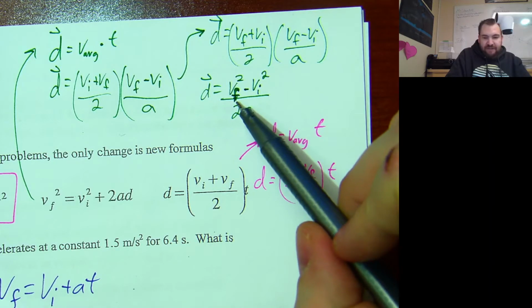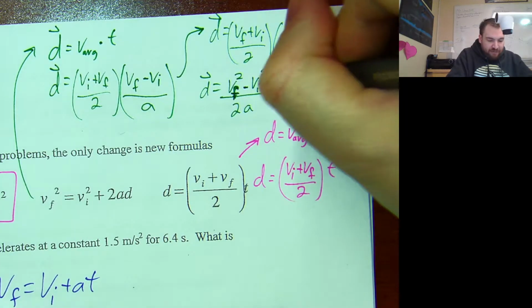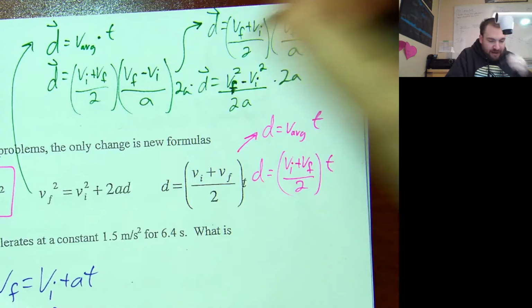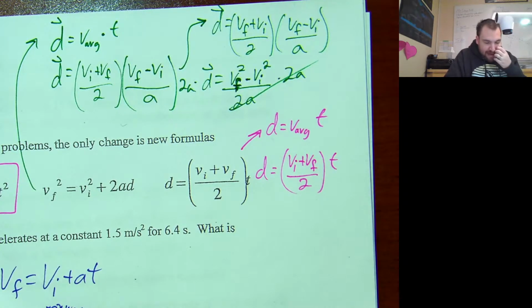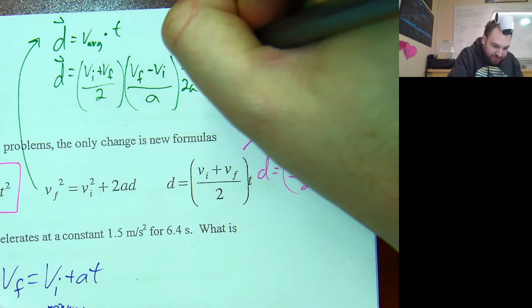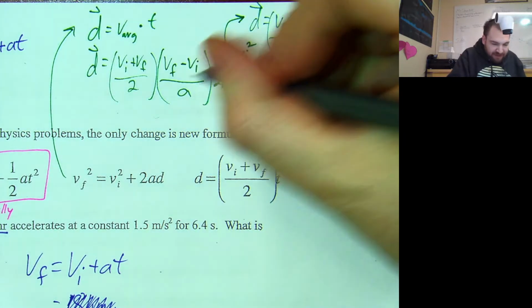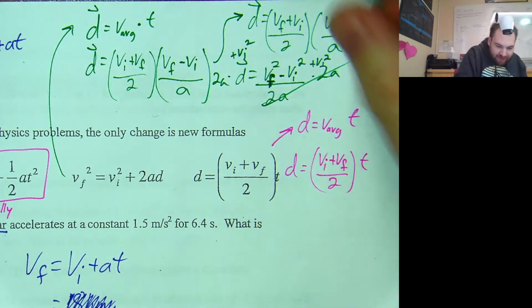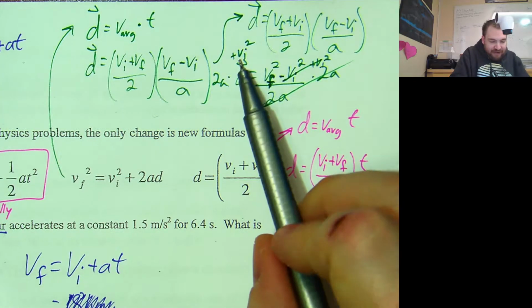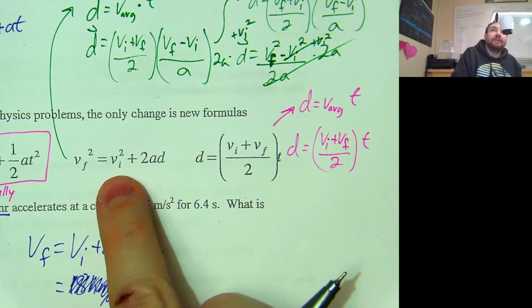So I've got now Vf squared minus Vi squared over 2a. What I'm going to do now is multiply by 2a on both sides. It's going to cancel on this side. And then I'm going to add Vi squared to both sides. I know it's looking a little bit messy. But what we're going to end up with is Vf squared equals Vi squared plus 2ad, giving us this beast here.